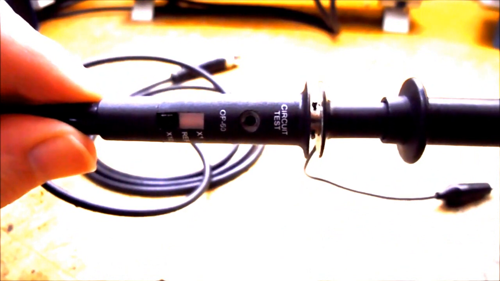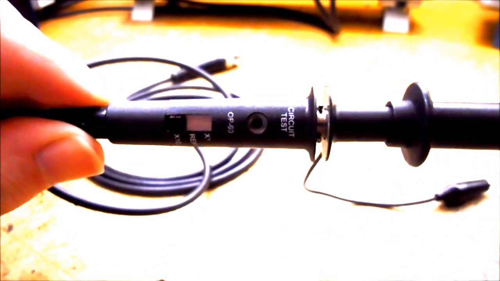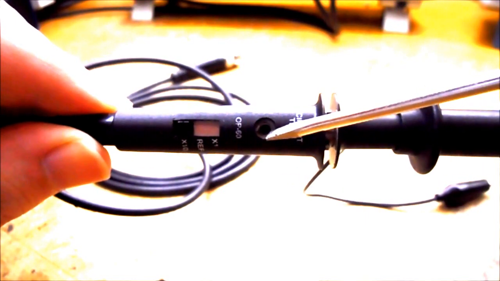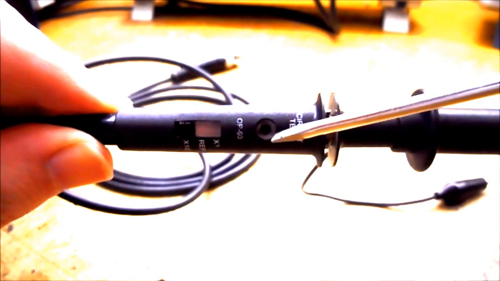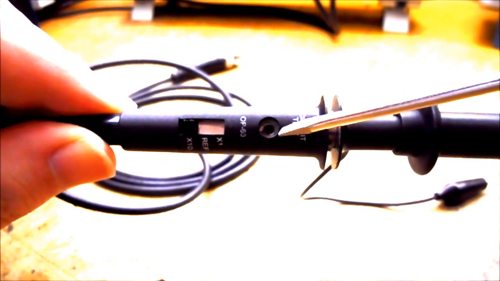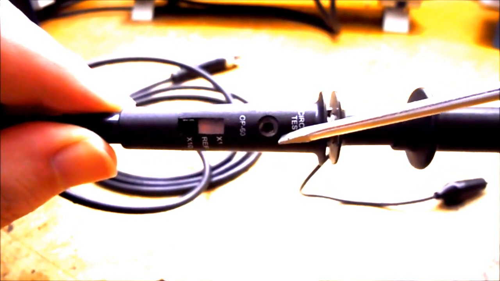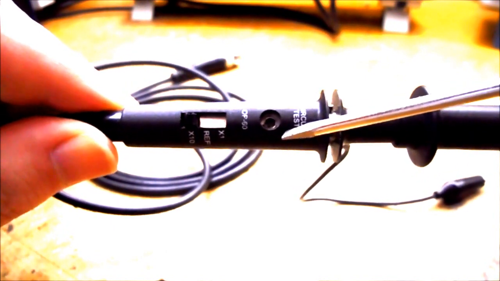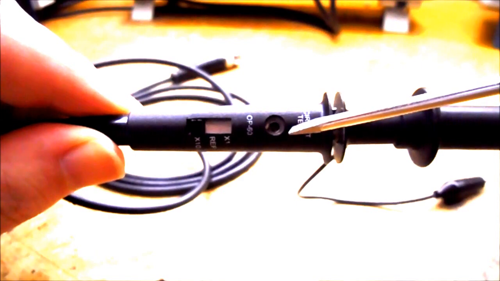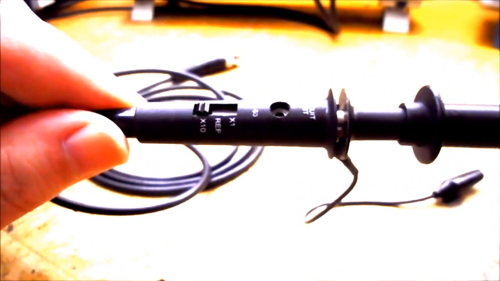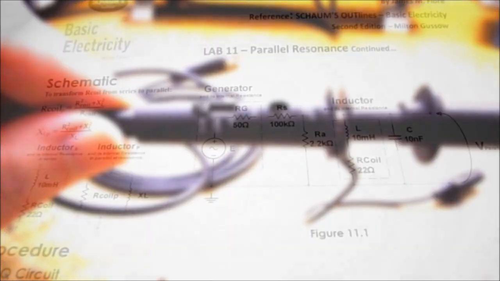In the center here, there's a place for a small screwdriver. So typically what you'd do is hook this up to a square wave generator and adjust it until your square wave looks exactly square. So you're actually adjusting the impedance of the probe. We're not going to bother with that today. We just need it on ×10 so it's a higher impedance for channel 2.